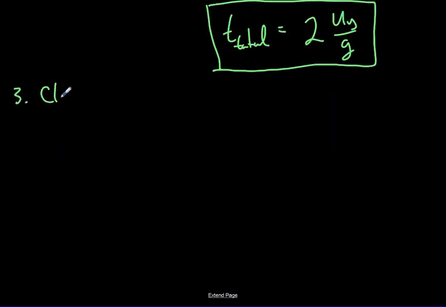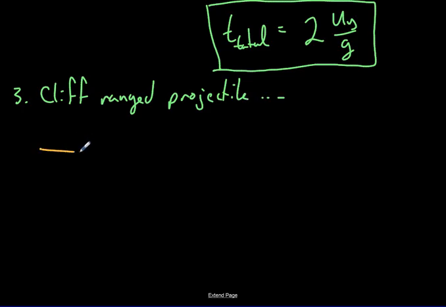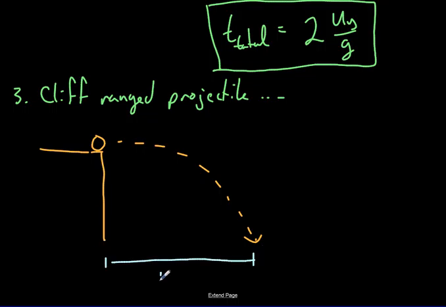3. Cliff ranged projectile. What's the math there? Most of this should be pretty much straight up review from kinematics. So ball gets launched, away it goes. Now, we define this down here as the range. The range of the projectile. You could also call it Sx if you want, distance in the x direction, and usually this is called height.